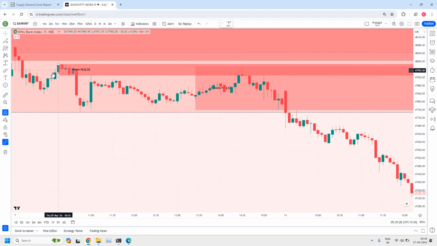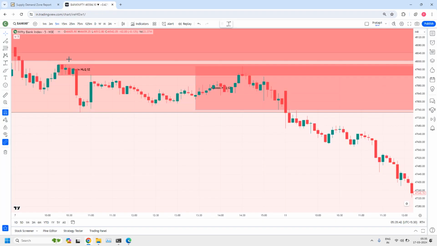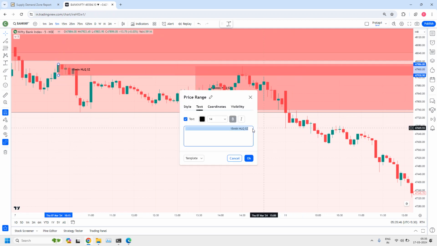This is 14. This is the one at 10:15. 1, 2, 3, 4 base candles and again a drop. That is what it is there, right? That means this is exactly 15 minutes. That means 15 minutes and 5 minutes high liquidity zones are same. So that's why I'll specify 15 minutes slash 5 min high liquidity zone.